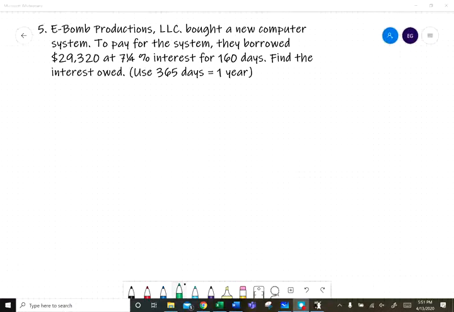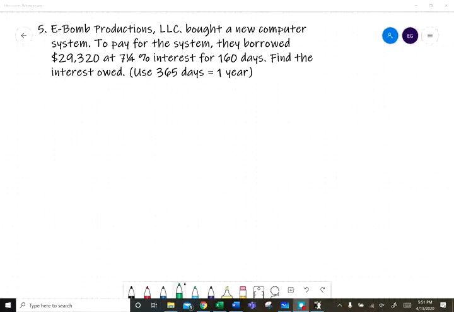Okay, eBomb Productions LLC bought a new computer system. To pay for the system, they borrowed $29,320 at 7.25% interest for 160 days. Find the interest owed, and we're going to use 365 days for a year. Ignore a leap year.